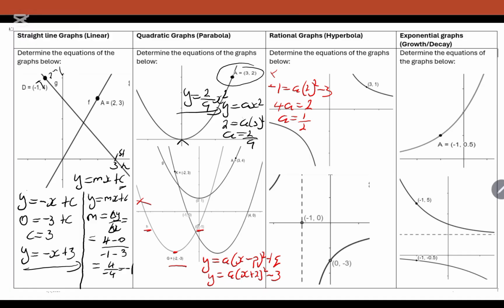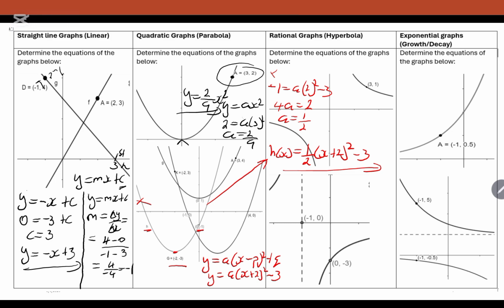Therefore, the equation of h of x will be 1 over 2 into x plus 2 squared minus 3. So this is the equation of the graph of h.